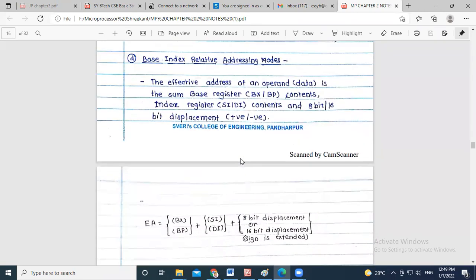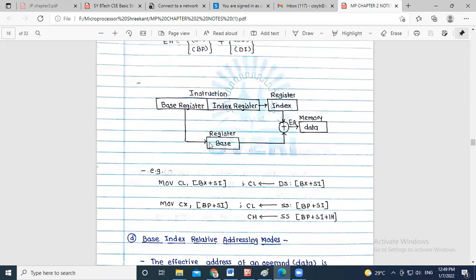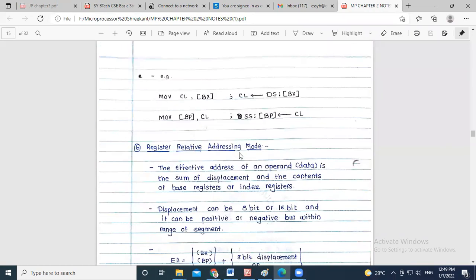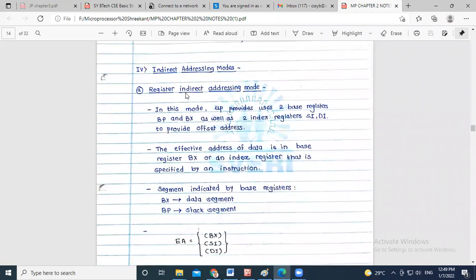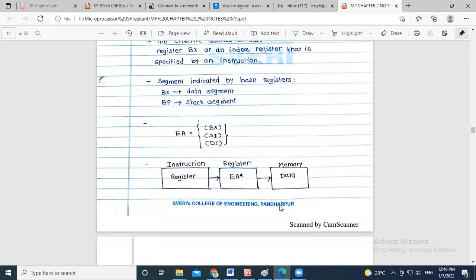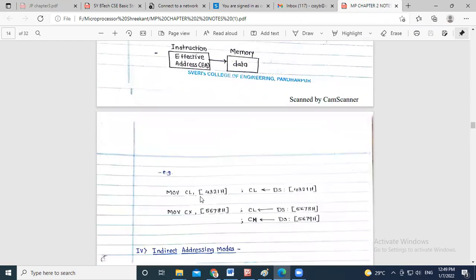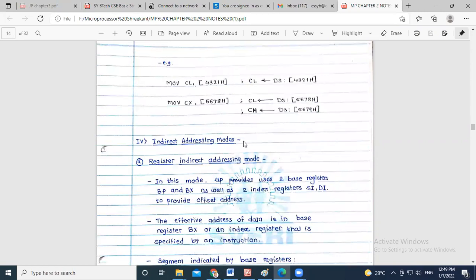So these are the four categories. There are four categories in the indirect addressing mode: based index relative addressing mode, based index addressing mode, register relative addressing mode, and register indirect addressing mode. So totally we studied four addressing modes. What are those? Immediate addressing mode, register addressing mode, direct addressing mode, and indirect addressing mode.